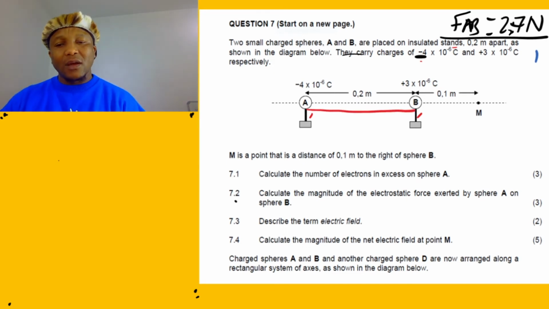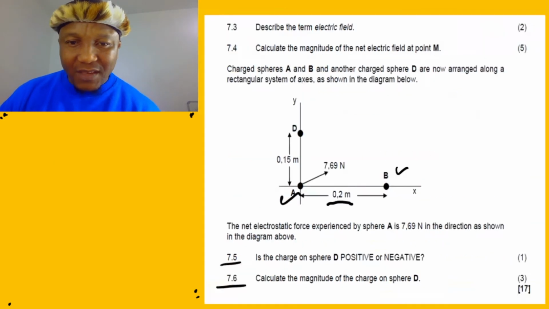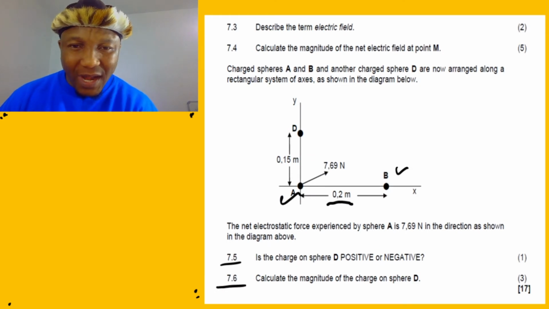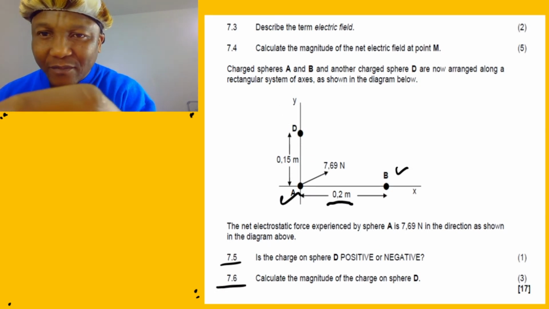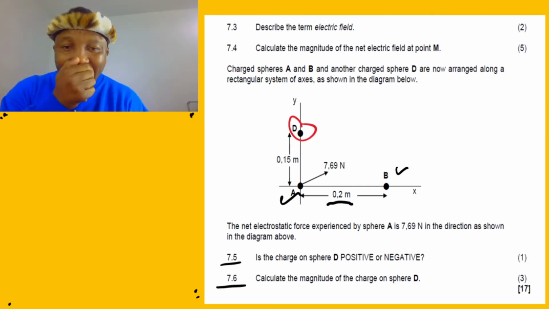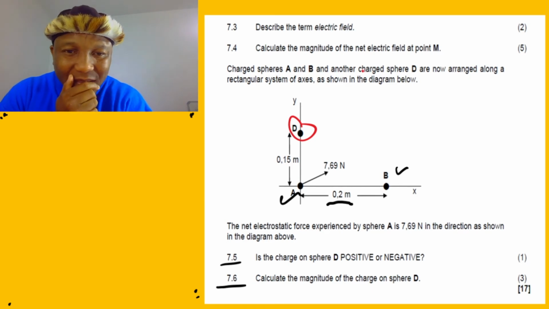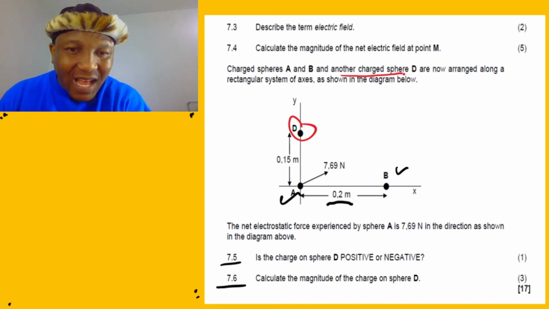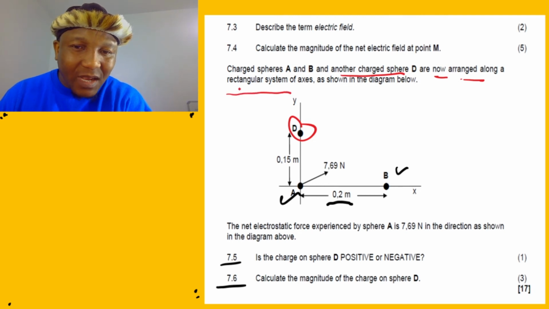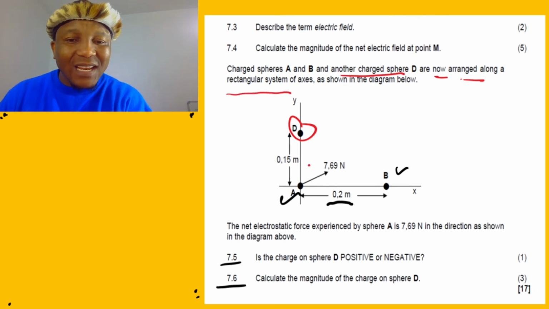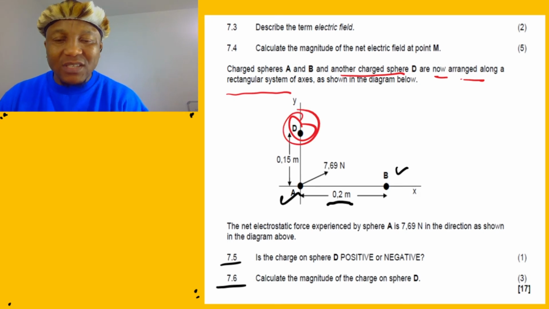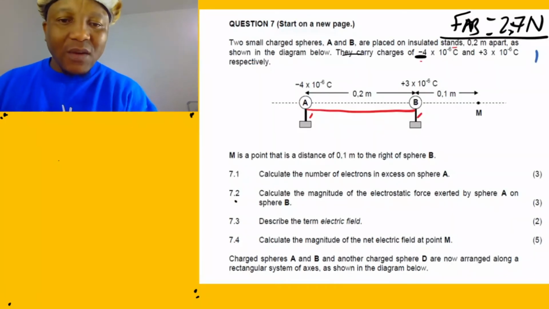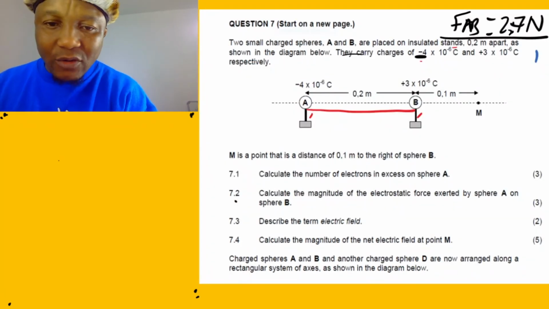And then, okay, now let's see. Now they say they connect D here. But you need to read, right? This is not coming from my mouth. A charge A and B and another charged sphere is now arranged along the rectangular axis. Oh, so they added another one here, which is D. Look, these are A and B, so they decided to add here on top. Okay, let's add D here.